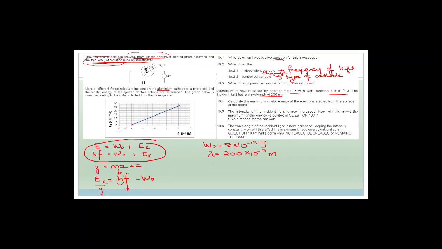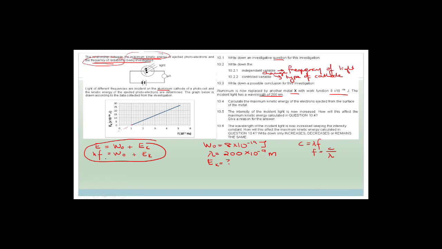Right, now what do we want? We want the EK. They want the maximum kinetic energy. This doesn't help us much because we want frequency. The thing with the frequency is we know that C is equal to lambda times frequency, right? So do you agree that we can say that frequency is the same as C over lambda, where C is the speed of light? So do you agree we can now substitute into this equation, this hf equation?